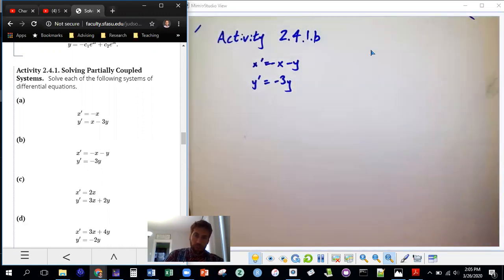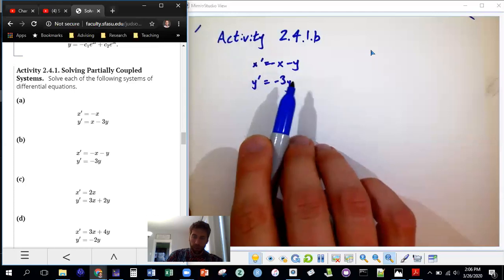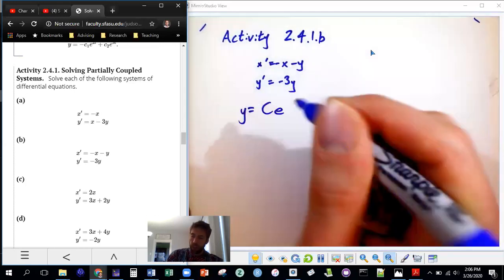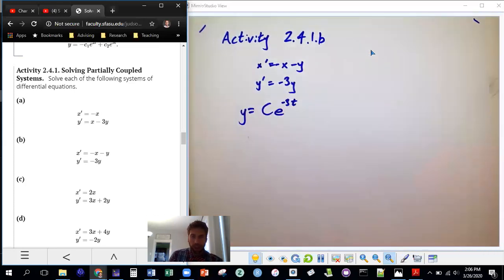Now, if you've done a bunch of these already, you might be getting the hang of the fact that when you have y prime equals a constant times y, then y equals c times e to that constant times t. Okay, we've done enough of those, so you can just start doing that. I'm okay with that in your homework, because let's work smarter, not harder. Now, I can put that into the x prime equation.